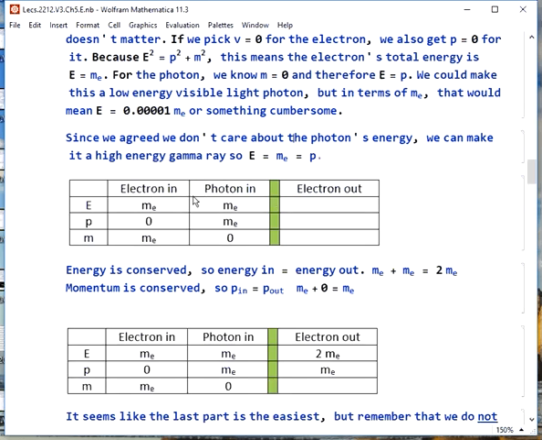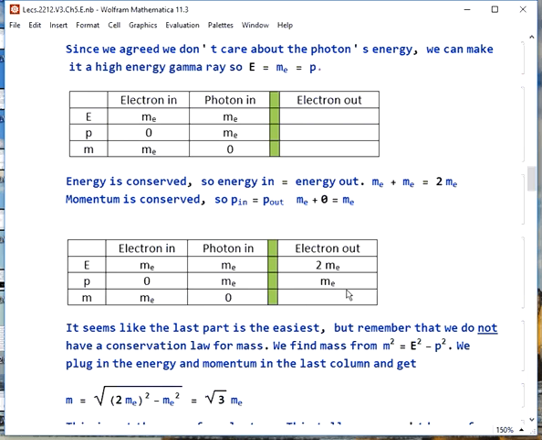So we look at our incoming stuff, the energy, momentum, and mass of each of the things. We have energy of me, the mass of an electron, for both the electron and the photon. For the electron, no momentum. For the photon, momentum equal to the mass of the electron times the relevant c. And the masses, electron mass, and 0. Since energy is conserved, what we have on the top left of the green bar, we have to have on the right. So me plus me equals 2me for the electron's energy when it leaves. Momentum is also conserved. So the incoming momentum, which is me, has to be the outgoing momentum, which is me.